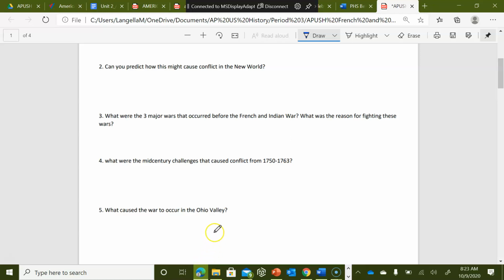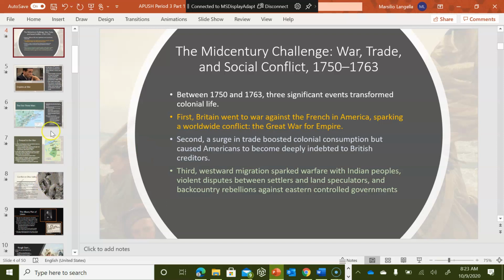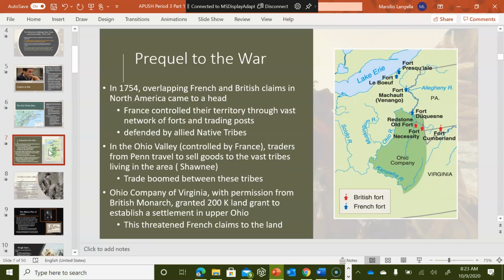What caused the war to occur in the Ohio Valley, right? So this is really going to be when we start talking about the prequel to the war and how the war really started. So what was the prequel? Like what really happened to start this conflict? Give me a good little summary. What happened? What occurred?